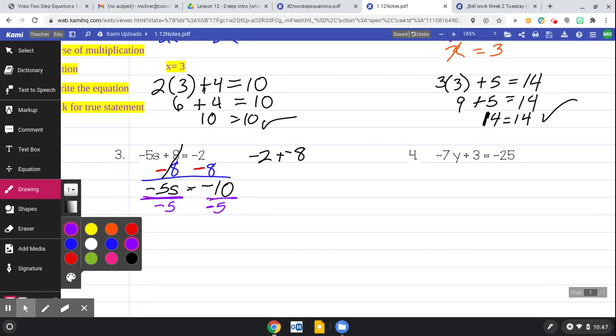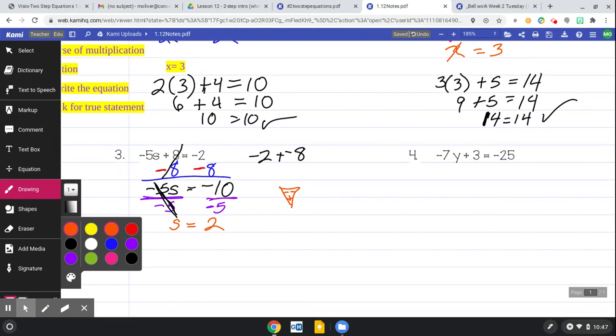Don't forget you're adding a negative 5 to both sides. So then your negative 5s here cancel each other out. Now we're ready for our solution. That S equals integer man. A negative and a negative make a positive.